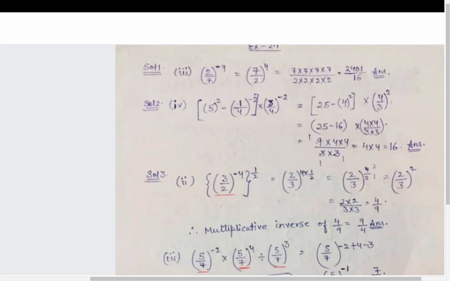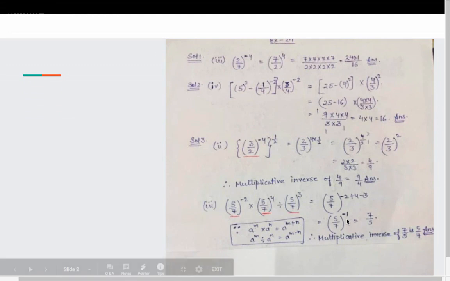And at the end, are we done? No. Now we also have to find the multiplicative inverse. Yes, what's the multiplicative inverse? It is the multiplicative inverse, therefore of 4 by 9 comes out 9 by 4. Okay. See the next part. In the next part, what are we given? Third part. Yes. The question says 5 by 7 whole raised to power minus 2 into 5 by 7 whole raised to power 4 divided by 5 by 7 whole raised to power 3.